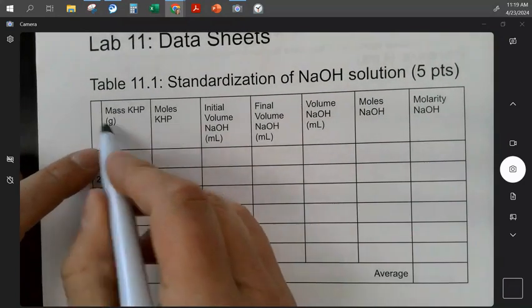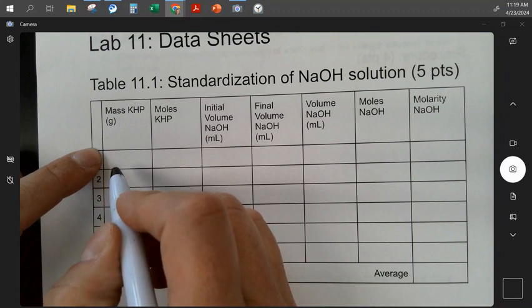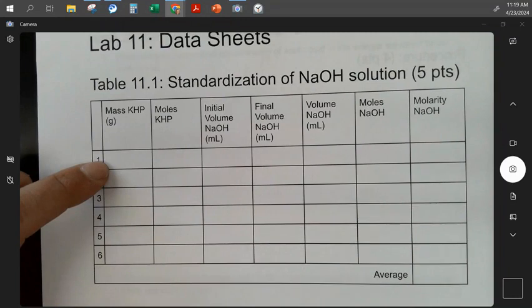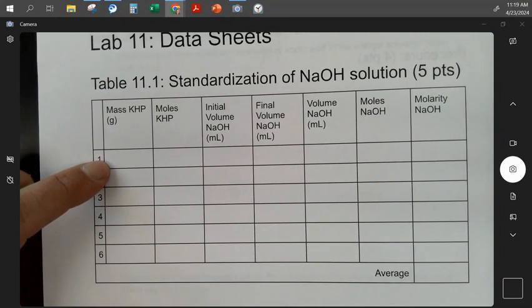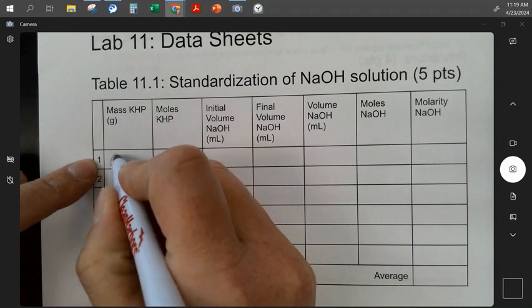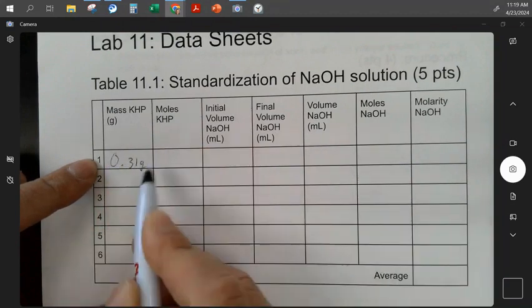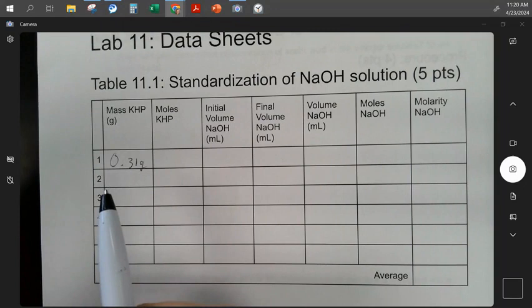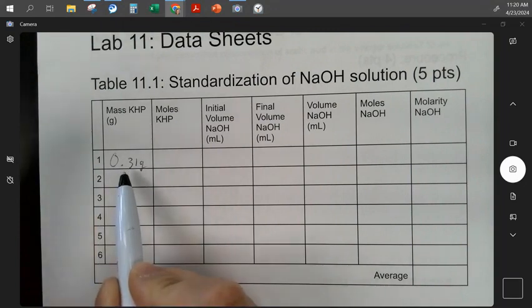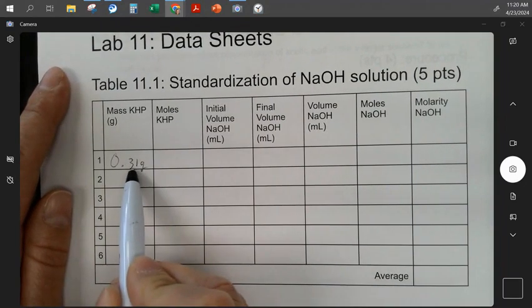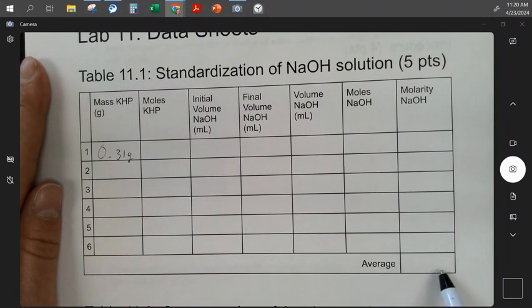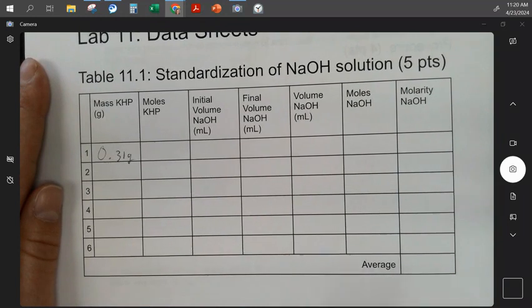Okay, so this mass is what you actually measured. We calculated that we needed about 0.31 grams, so I'm going to go with 0.31 grams, but you should use the number that you actually recorded, okay? Our scales can give us 2 decimal places, that is 2 sig figs. So at the end, we should have 2 sig figs.